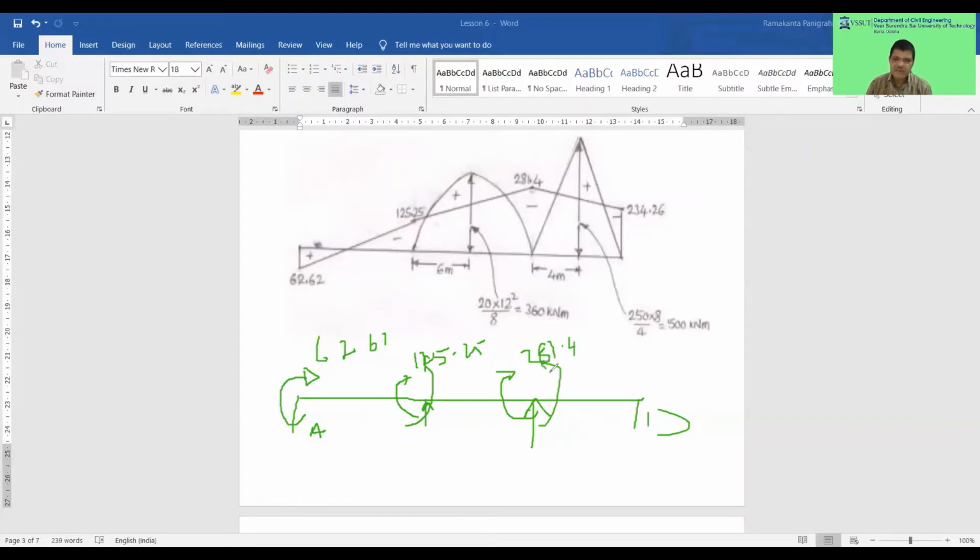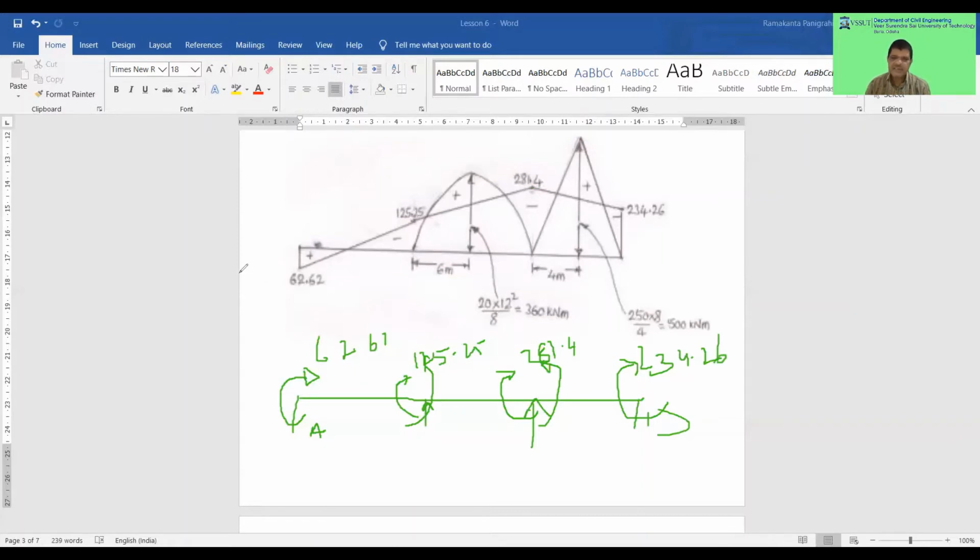This is again anti-clockwise, so both will be negative. So it will become negative 281.4. And here it is again clockwise. So at this end, clockwise is again negative 234.26.